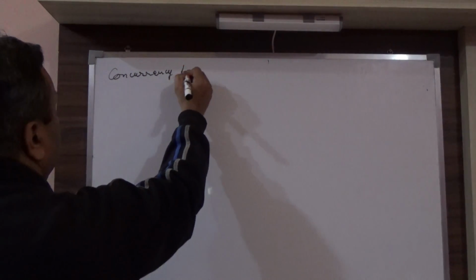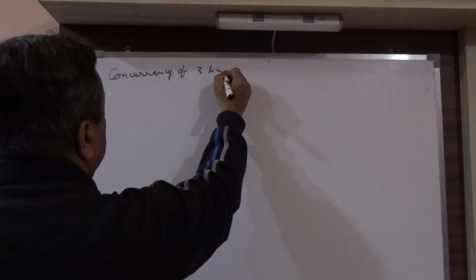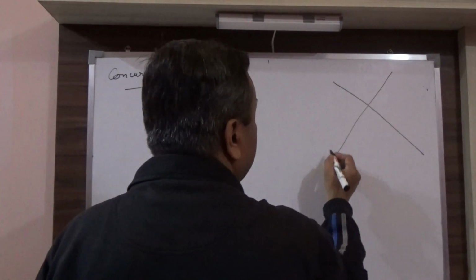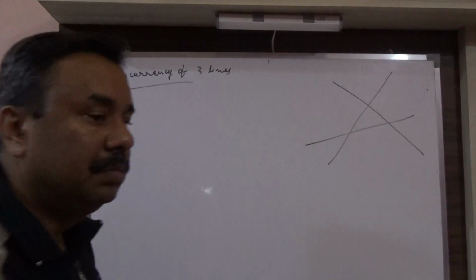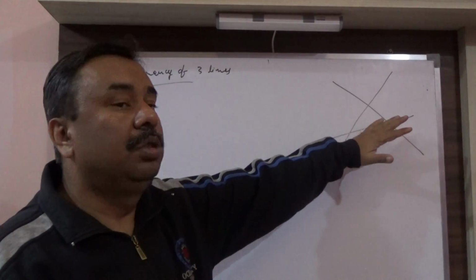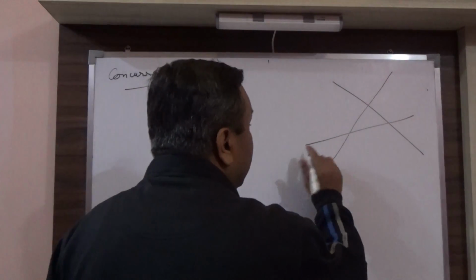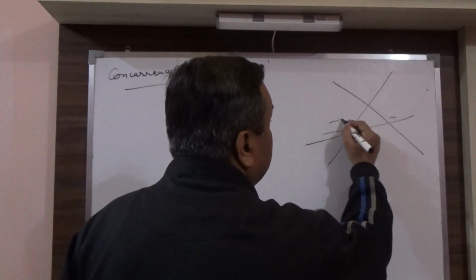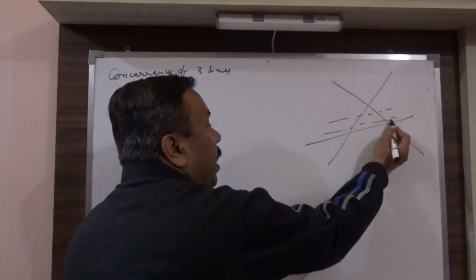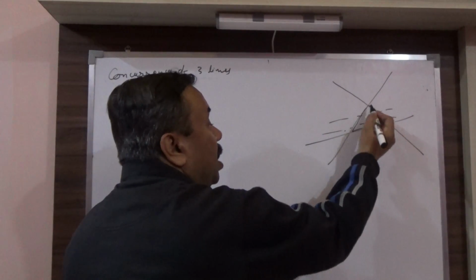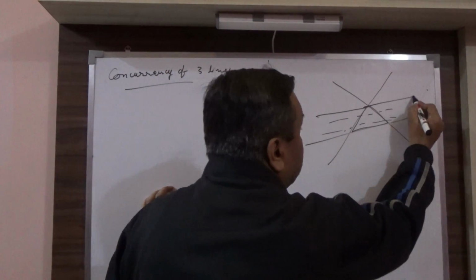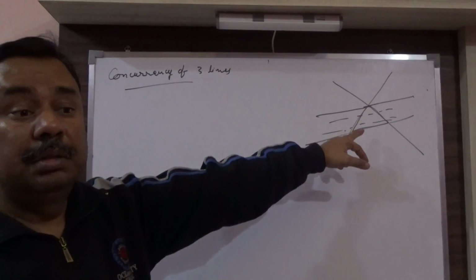Concurrency of three lines. See, suppose that there is one line like this, another line like this, and the third line like this. Till now, you can see all these three lines are not passing through one single point. Just assume that this line is taken closer to the point of intersection of the first two lines. So what happens? The area of this triangle becomes smaller and smaller, and the moment this line is passing through this point, what is the area?